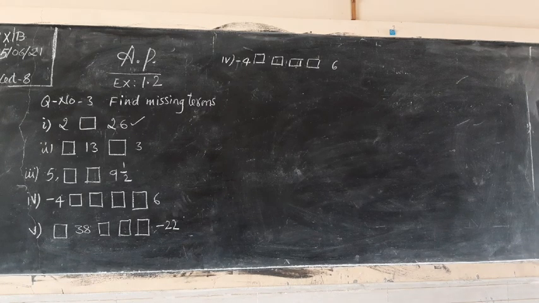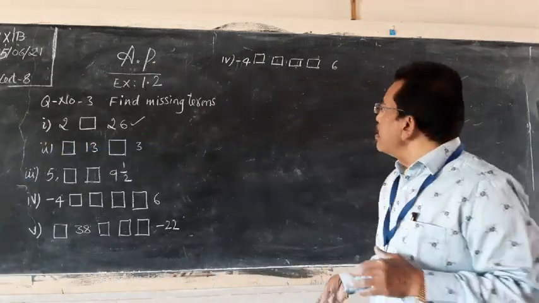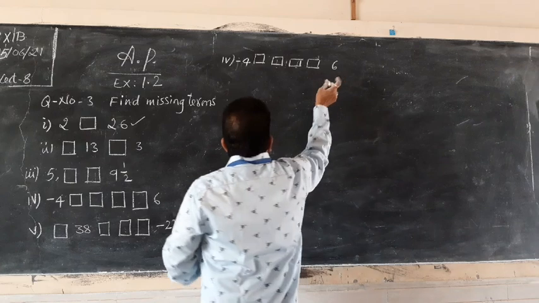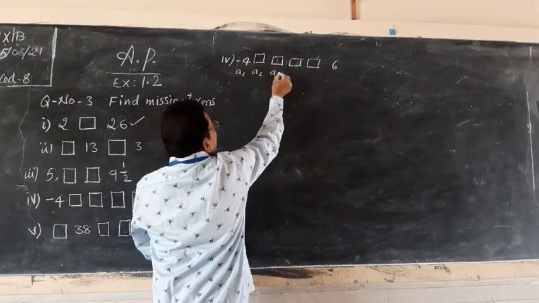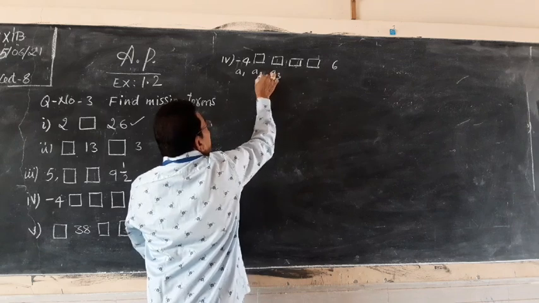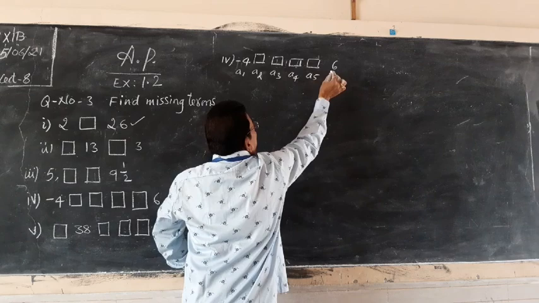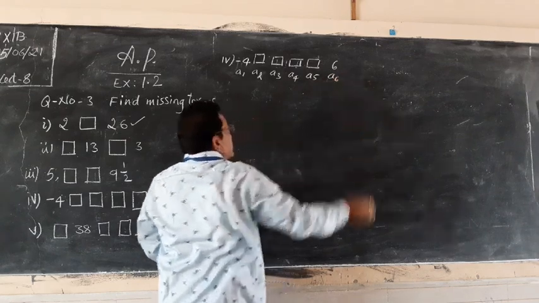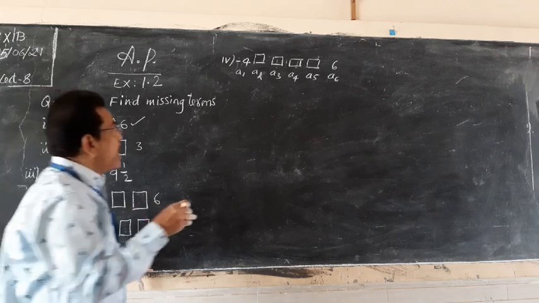Let us move to the fourth one. Six terms are given: A1, A2, A3, A4, A5, A6. As usual, we have to write what they have given.